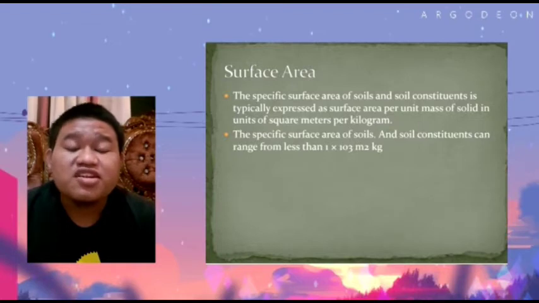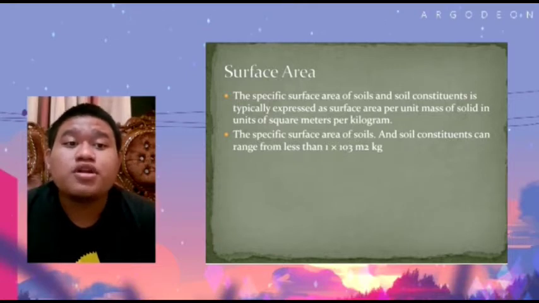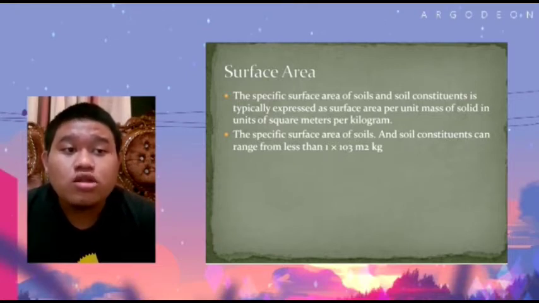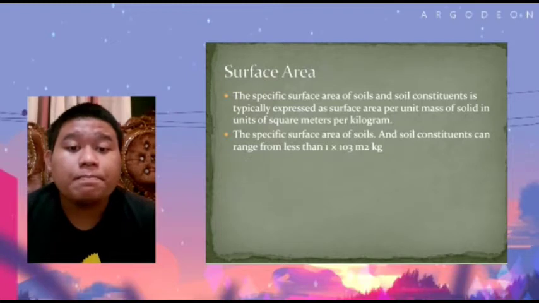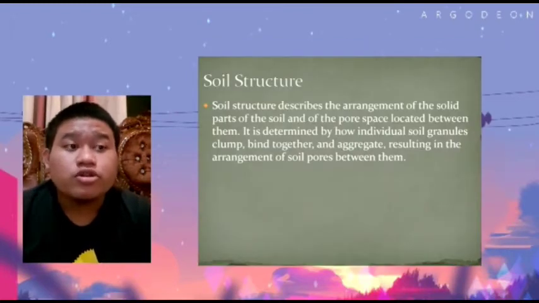Soil surface area is the specific surface area of soils, and soil constituents is typically expressed as surface area per unit mass of soil in units of square meters per kilogram. The specific surface area of soils and soil constituents can range from less than 1 to 1 times 10^3 square meters per kilogram. After that, we're going to talk about soil structure.